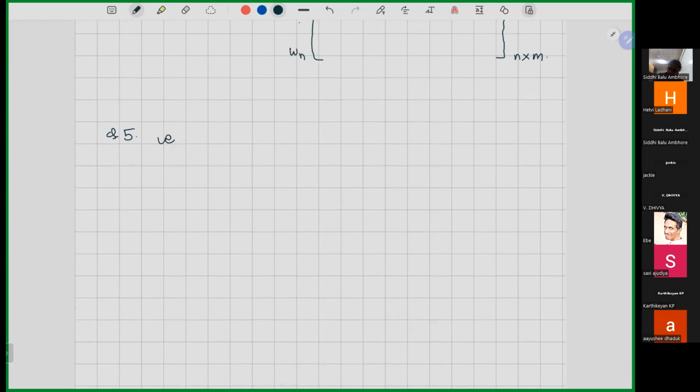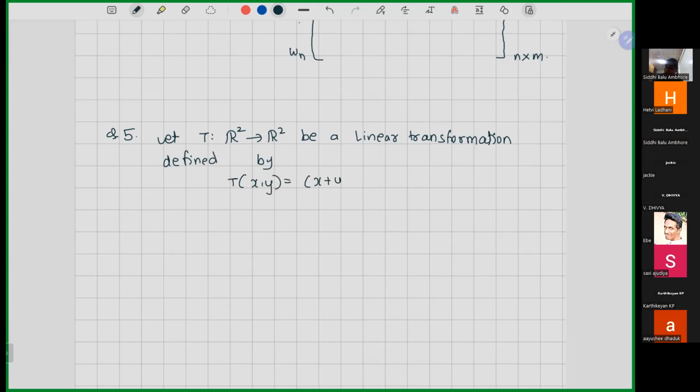So let T from R2 to R2 be a linear transformation. We are already given that it is a linear transformation, so we need not check it. Defined by T of x comma y equal to x plus y comma x minus y.